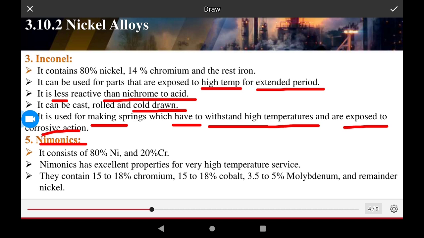Nichrome: Nichrome metal consists of 80% nickel and 20% chromium. It has excellent properties at very high temperature. They contain a composition of 15 to 18% chromium, 15 to 18% cobalt, 3.5 to 5% molybdenum, and the remainder is nickel.